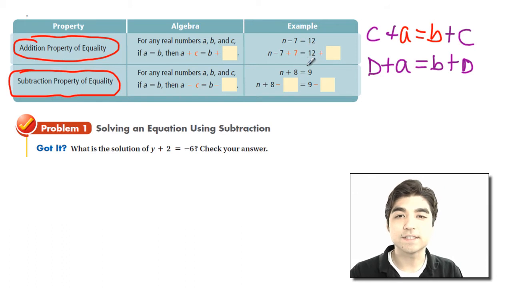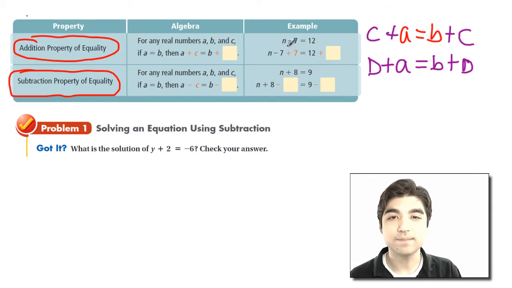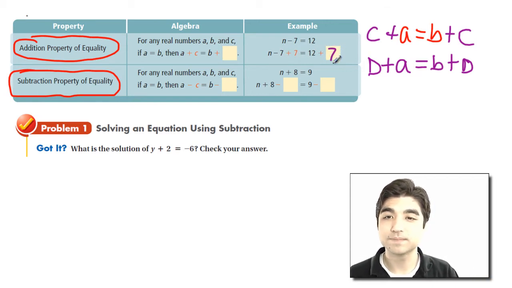Okay, and if you look here, there's an example. If you had n minus 7 equals 12, what they did is add a 7 to each side. So we have plus 7 here, and then this is going to be 12 plus 7 here. This is the addition property of equality.